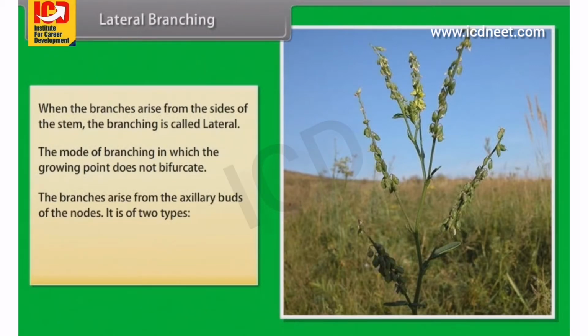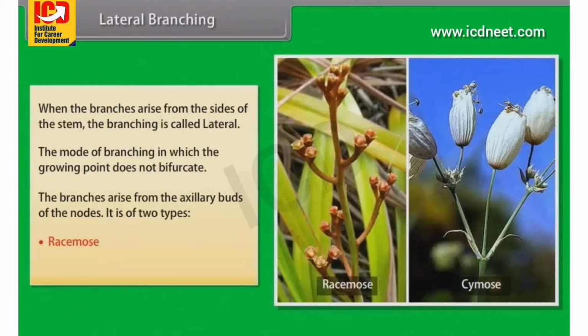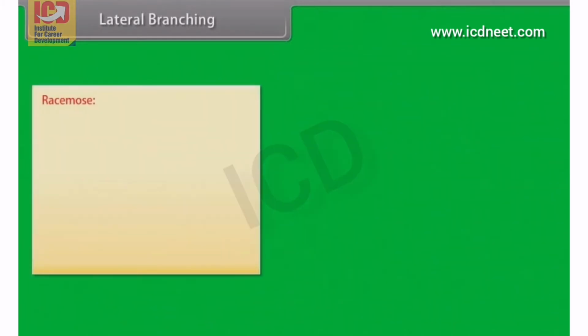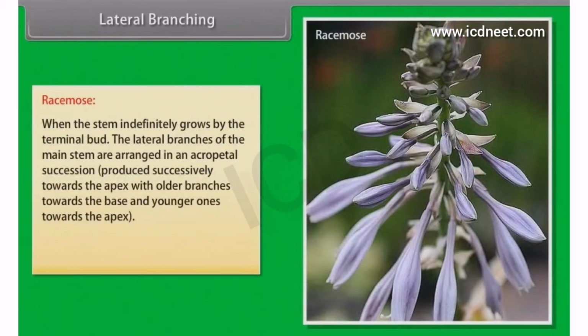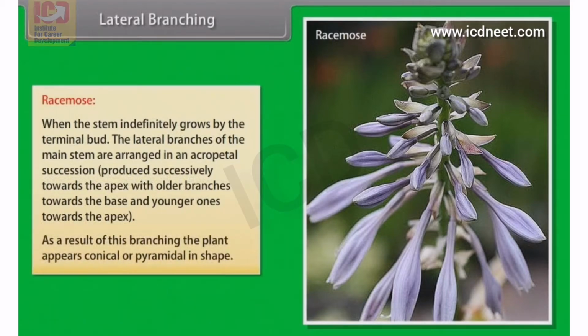It is of two types: racemose and chymos. Racemose. When the stem indefinitely grows by the terminal bud, the lateral branches of the main stem are arranged in an acropetal succession, produced successively towards the apex, with the older branches towards the base and younger ones towards the apex. As a result of this branching, the plant appears conical or pyramidal in shape.